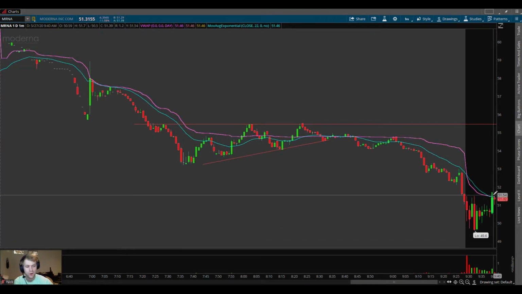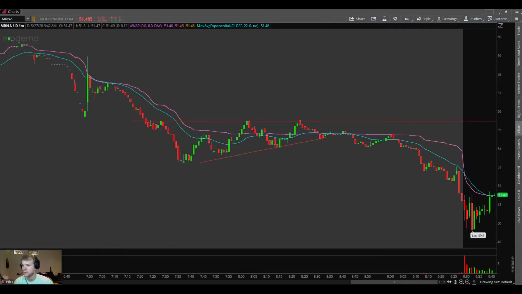VWAP is going to pose some resistance and some support depending on what side we're approaching from. So we're seeing a little bit of trading going on here, a little bit of capitulation, not able to put in some new highs. This is a good sign. Let's fast forward a couple more minutes, see how this stock reacts to VWAP.